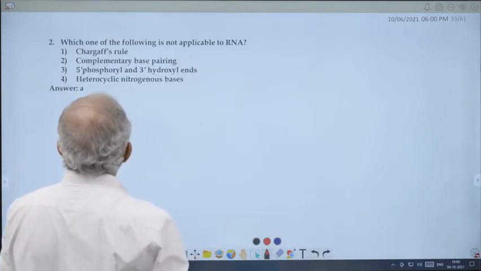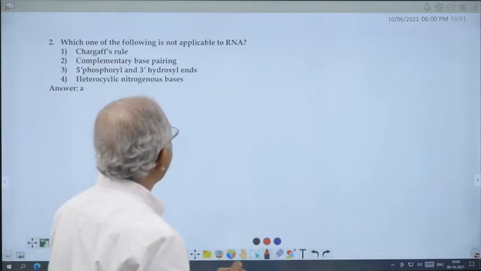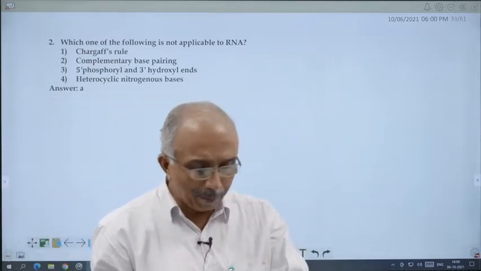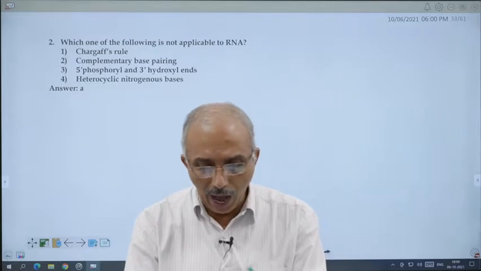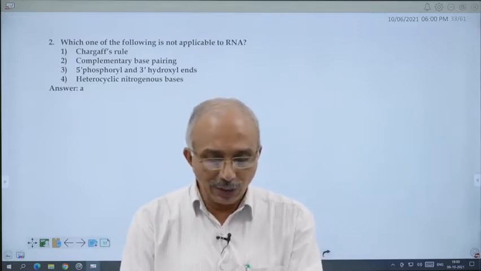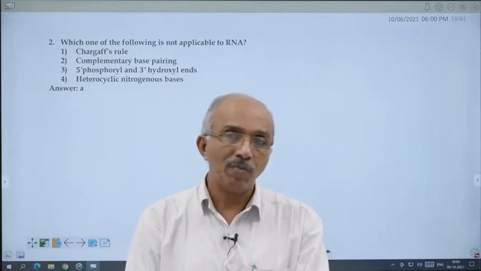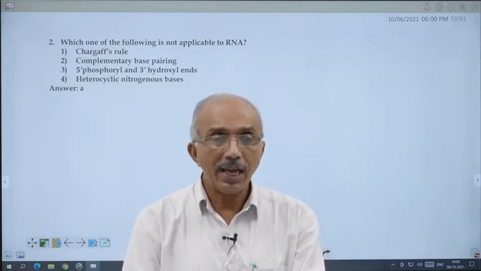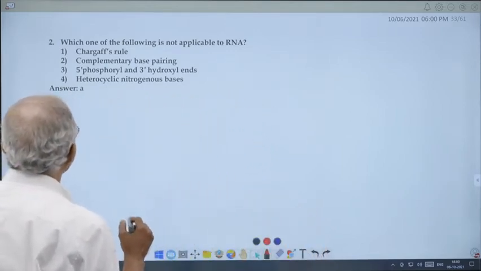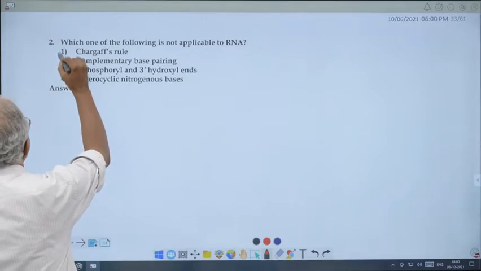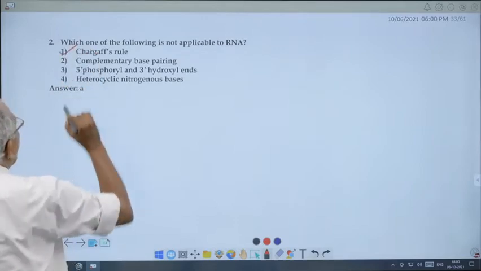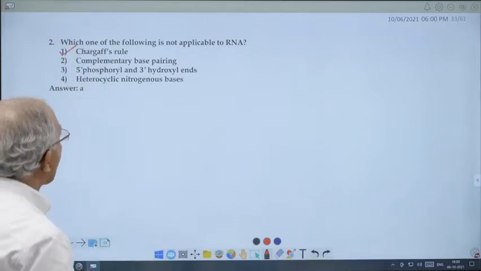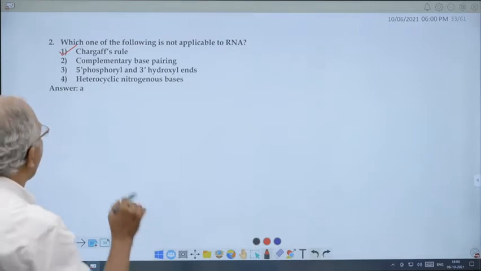Next. Which one of the following is not applicable to RNA? So RNA is a single-stranded molecule. Chargaff rule is not applicable to RNA.